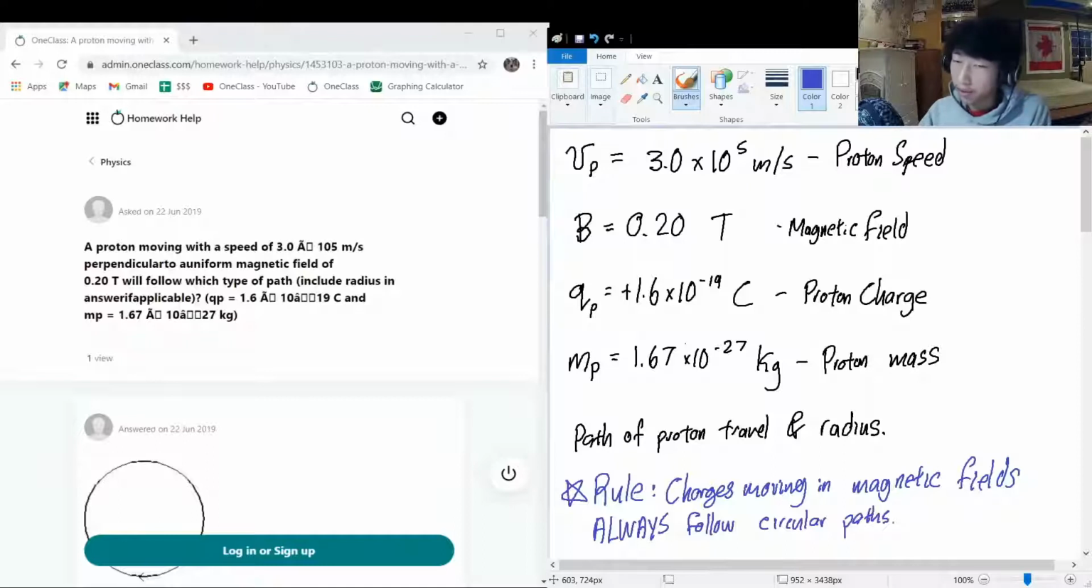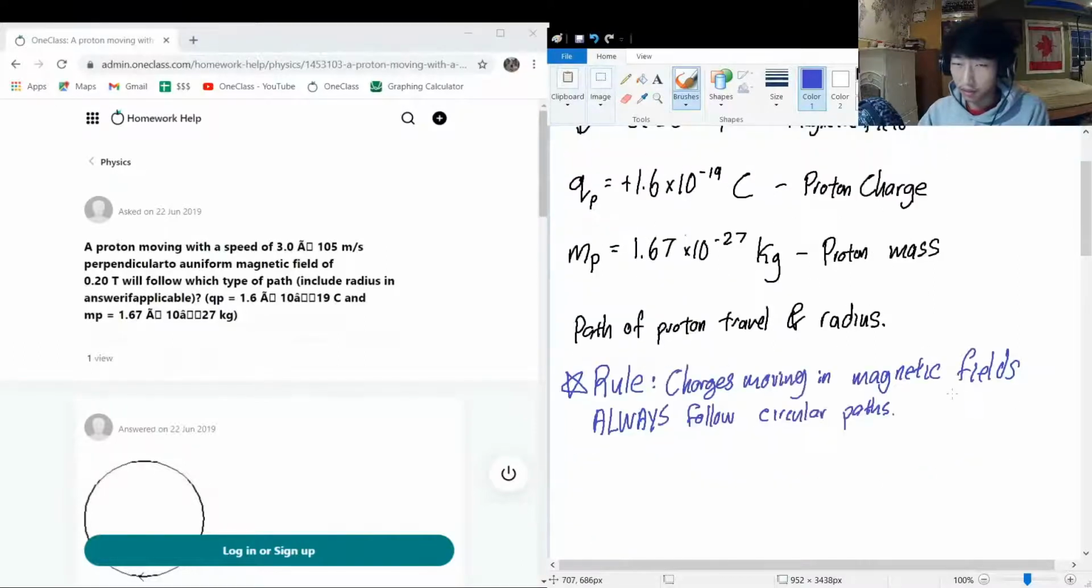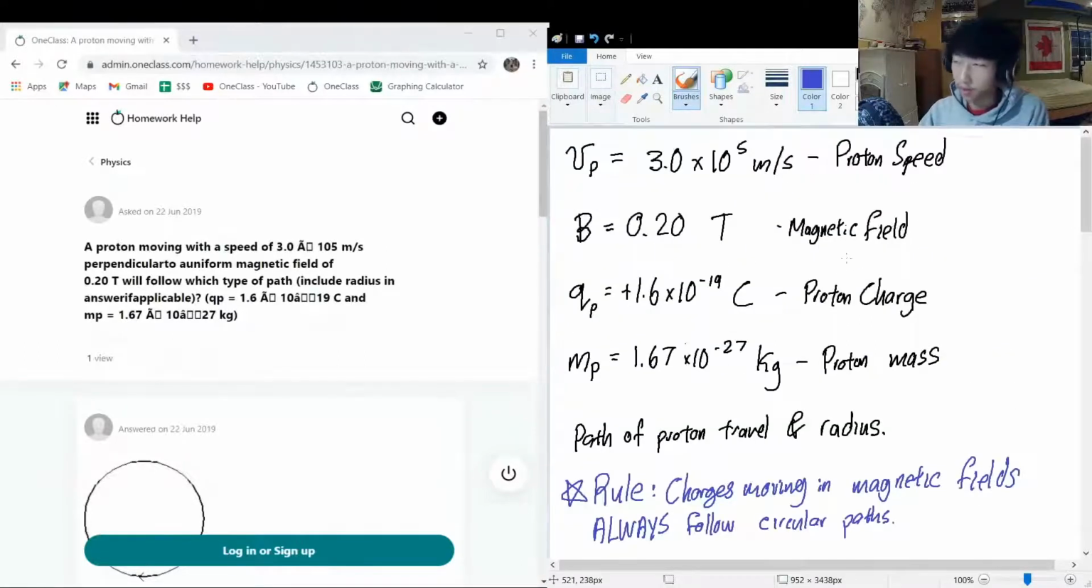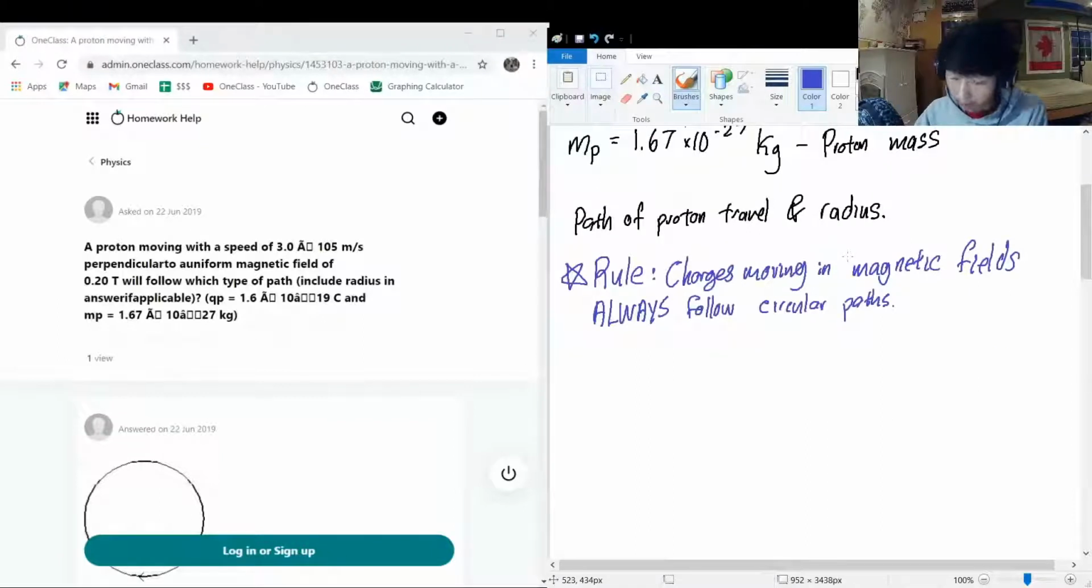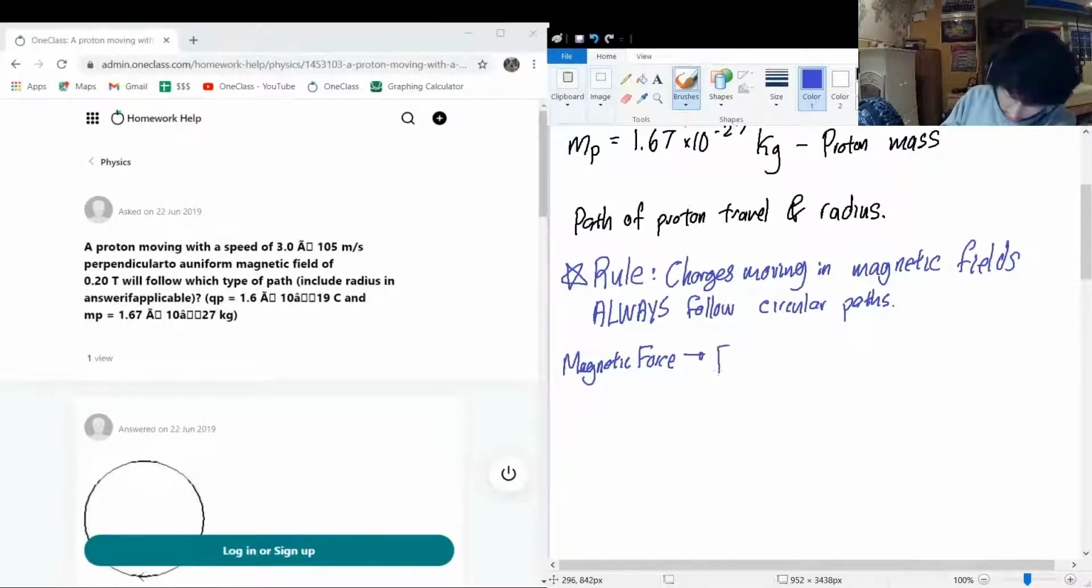Okay, now let's think for a minute, why is this even the case? I'm going to scroll down a bit, but all this information up here will still be relevant. We'll come back to that in a moment. But here is the equation for magnetic force. So let's call that FB.